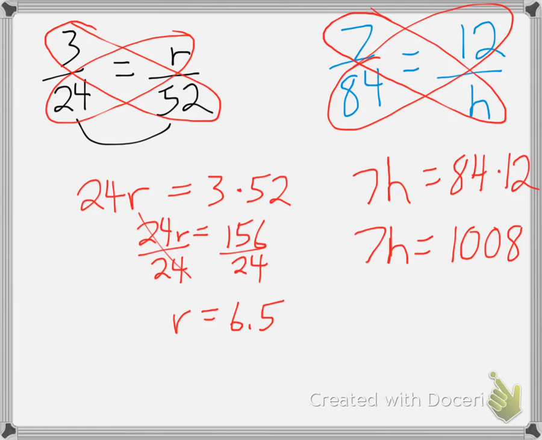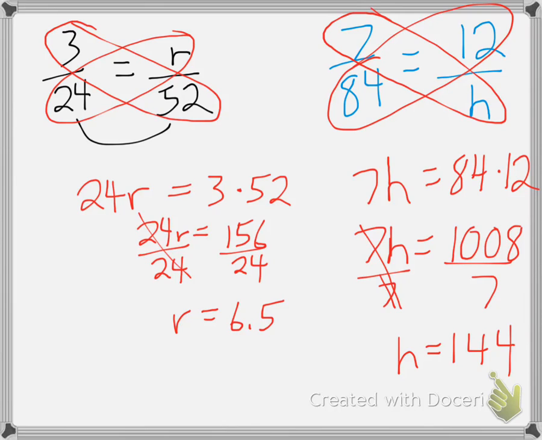And then, what do I need to do? Divide by 7 to find out what H is. 144. So H equals 144. Now, I just told you we can do a shortcut to this. If I want to find out what R is, when I first do a cross product, do I get R? No, I got 24R, which means to find out what R is, I had to divide by 24, right? When I did my cross product here, did I know what H was? No, I knew what 7H is, so that means to solve I needed to divide by 7, right?